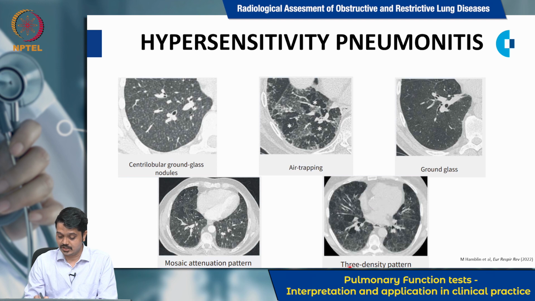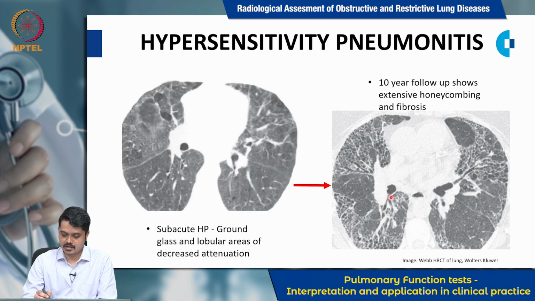The characteristic feature we see in CT scan is 3 density pattern, that is sharply demarcated lobular areas of increased attenuation, normal attenuation and decreased attenuation. This is due to both parenchymal infiltration and bronchiolar obstruction. If this 3 density pattern is seen, it is more in favor of fibrotic hypersensitivity pneumonitis rather than idiopathic pulmonary fibrosis.